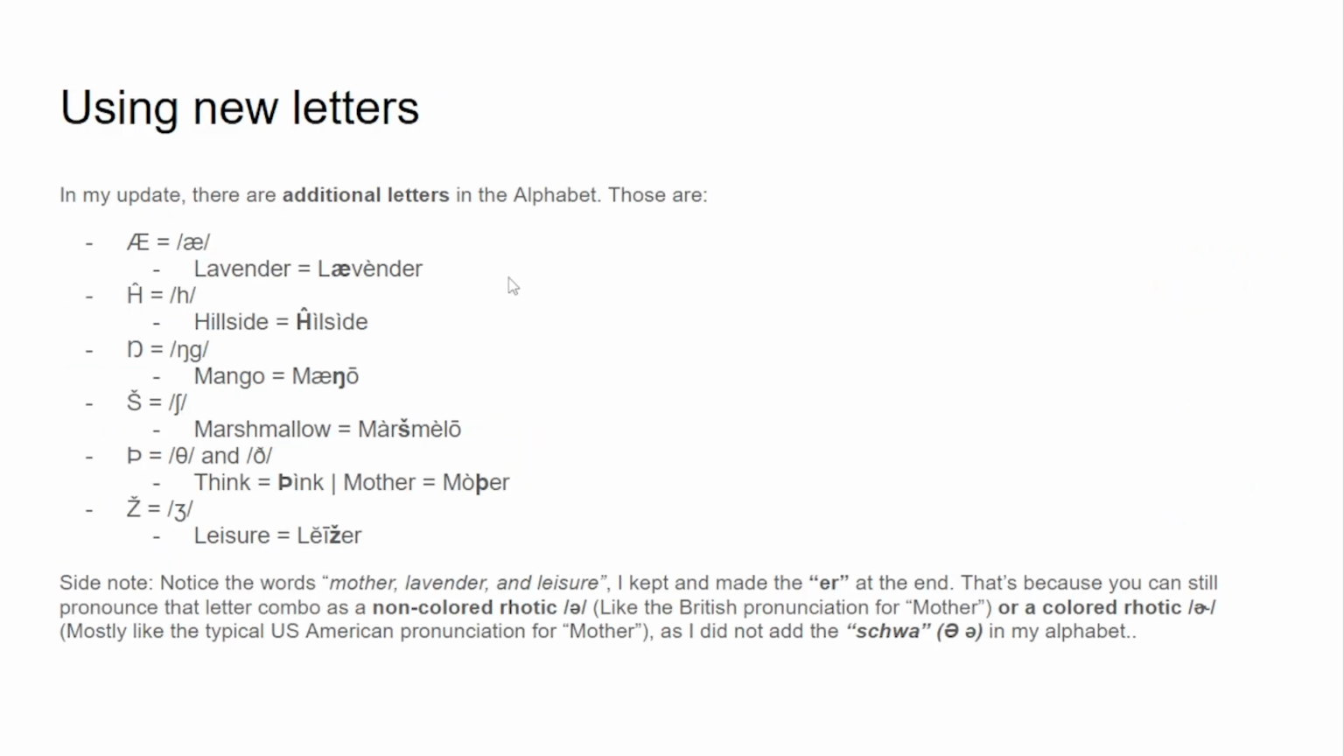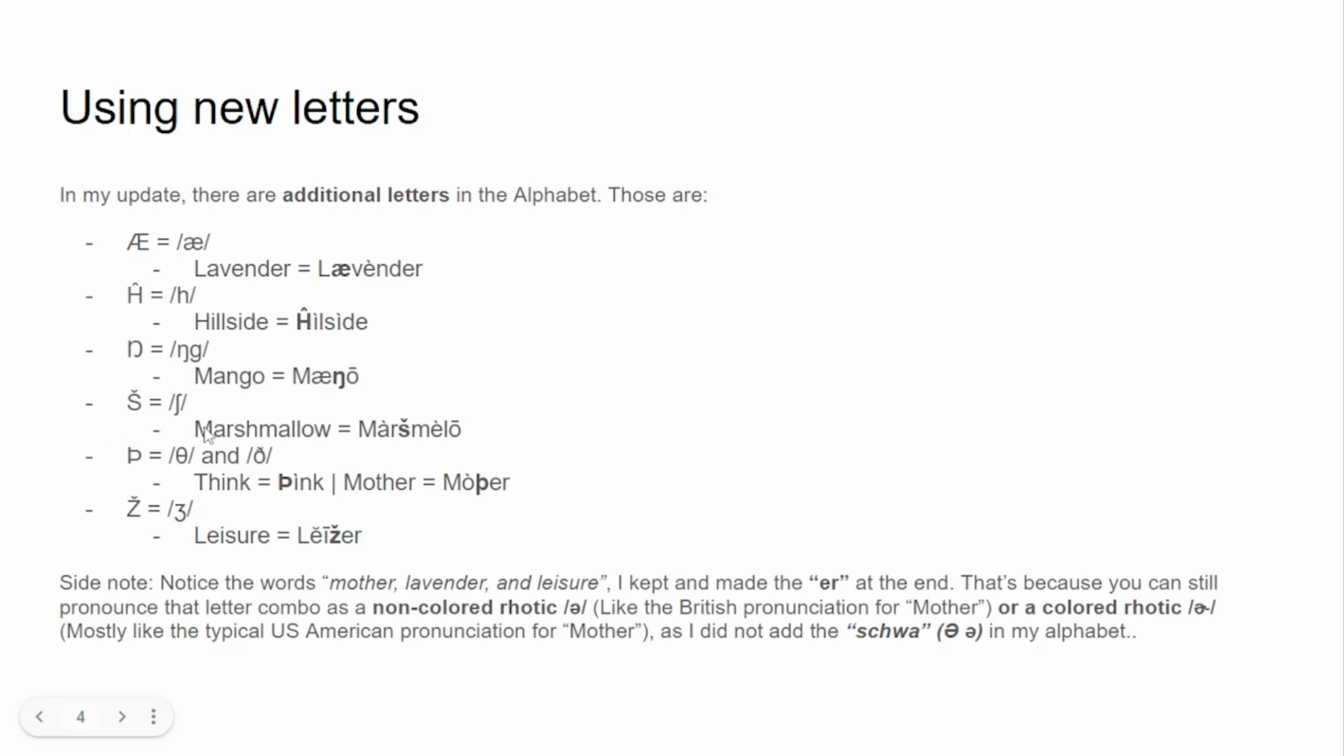Using new letters. So in my update, there are additional letters in the alphabet. This is and. So like in lavender, you see the A here is an and. There's this H. It's the pronounced H. So hillside, right here. This is the eng. This makes the ng sound, like in mango. So cool. That's pretty cool.